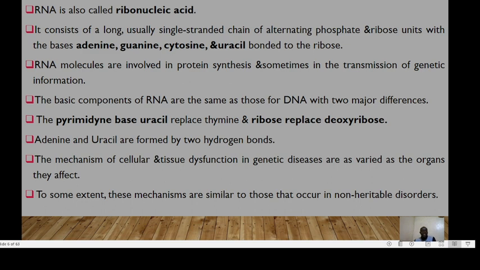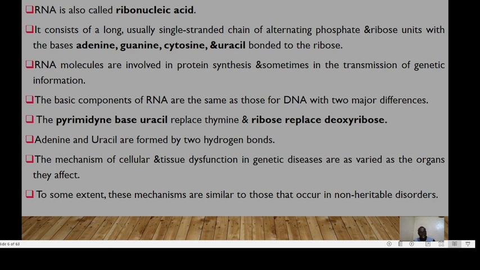So RNA is a ribonucleic acid, and it consists of a long, usually single-stranded chain of alternating phosphate and ribose units with bases including adenine, guanine, cytosine, and uracil bonded to the ribose. So RNA molecules are involved in protein synthesis and sometimes in the transmission of genetic information. The basic components of RNA are the same as the DNA, with two major differences. Mainly, when you look at the pyrimidine base, uracil will replace the thymine, and the ribose will replace the deoxyribose. So adenine and uracil are formed by two hydrogen bonds.